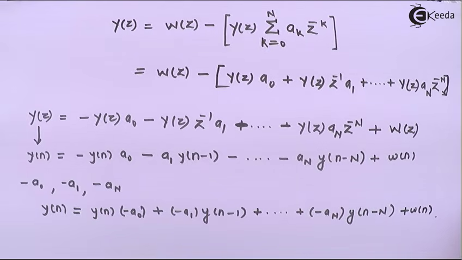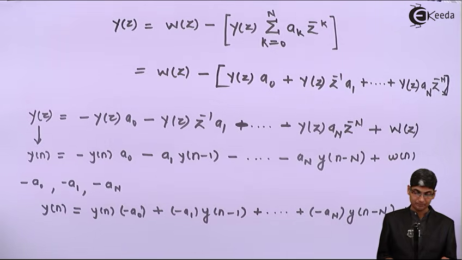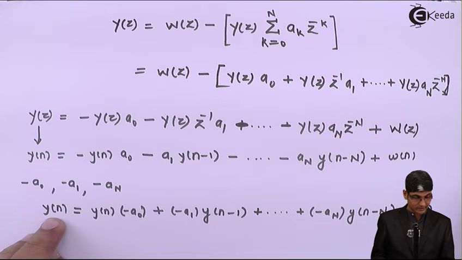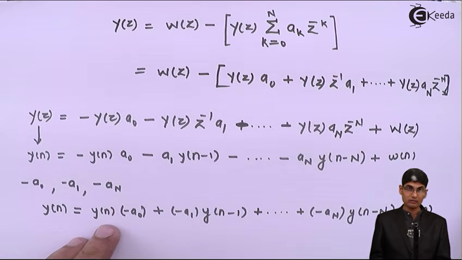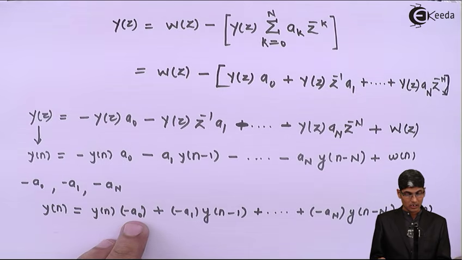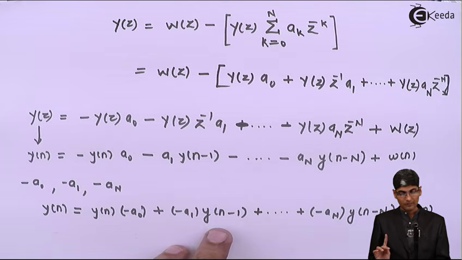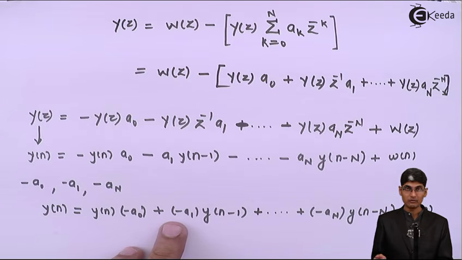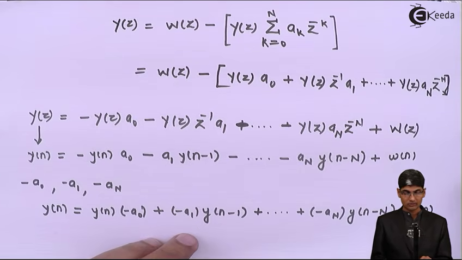Agreed? So now what I will do is take this output and realize the structure. So how will the structure look? y of n itself depends on y of n with the coefficient minus a naught, which is in general 1. Then you have y of n minus 1, which is delayed, with a1, and so on and so forth. So let us draw this.